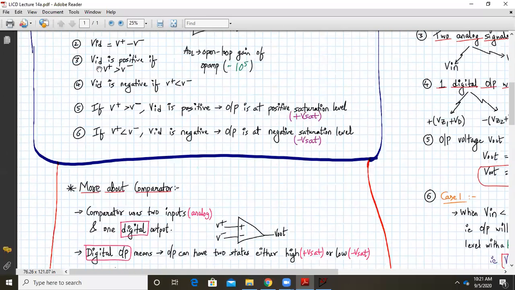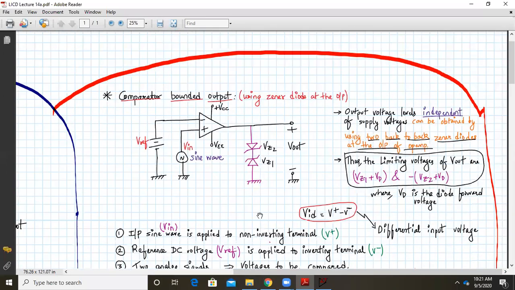So we have come to an end of this lecture. We have discussed today the non-inverting comparator with bounded outputs, with Zener diodes connected back to back at the output. Next time we'll see another application of op-amp as non-linear applications.